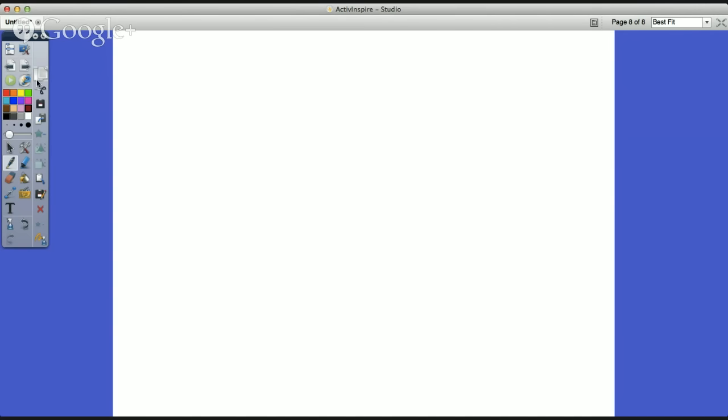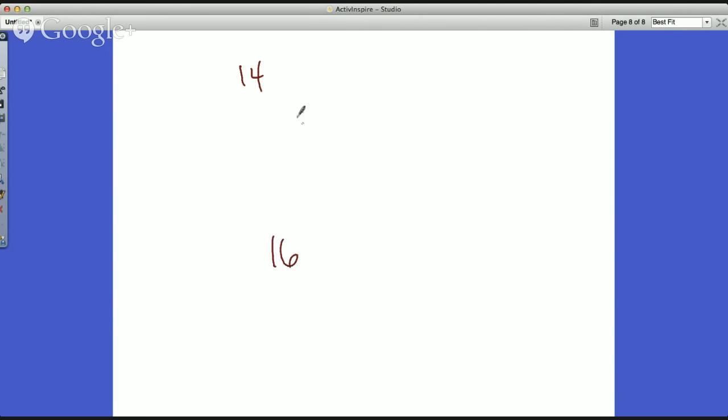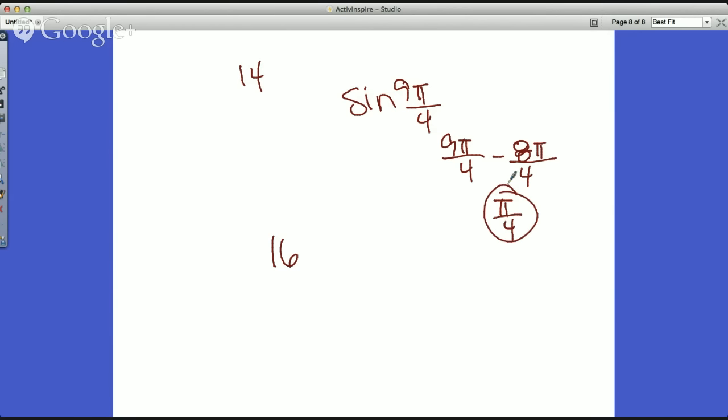We did one very similar to that. And let's do number 16. So let's do 14 and 16. On number 14, it says, what is sine of 9 pi over 4? Well, remember that 9 pi over 4 is not on the unit circle. But we do know that it's a little bit greater than 2 pi, because 4 goes into 9 twice and some change. So we can take 9 pi over 4 and find a coterminal angle by subtracting 2 pi. If I put a 4 on the bottom to get common denominators, I multiply the top to get 8. When subtracted, I now get pi over 4.